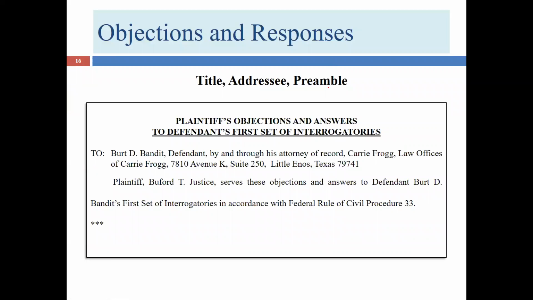And you can see we have these same pieces that we had before. We have the title, but we've changed the title, right? So now this is the name of the original document right here. So we have the three parts, you know, defendant's first set of interrogatories. But now we see that we have, again, plaintiff's objections and answers too.